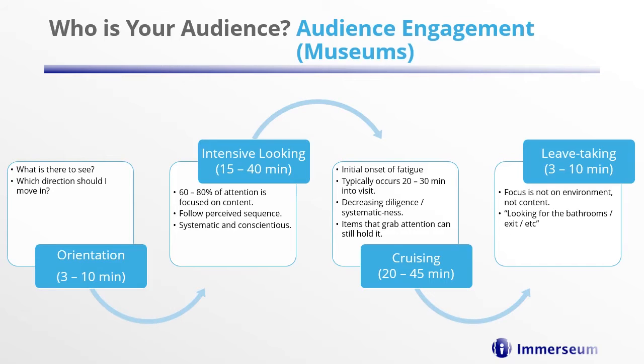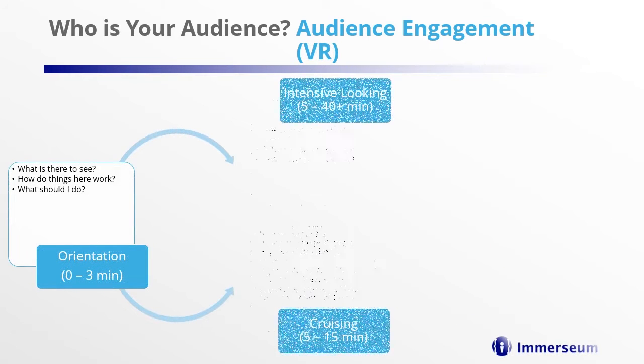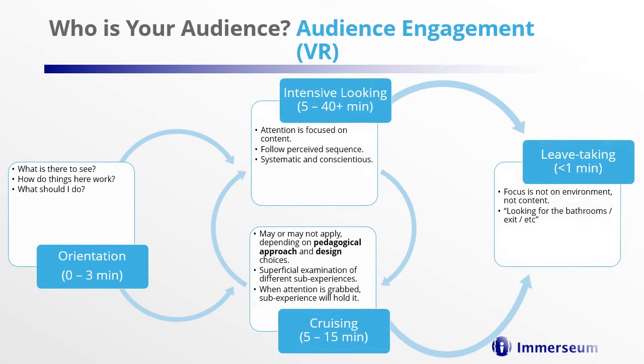What we have found in our user testing is that VR educational experiences are very similar to this pattern as well. One of the main differences, however, is that the time periods are compressed. So in VR, what we've found is that the orientation period is lightning fast. Basically, typically you've got about 3 minutes to orient the user in your VR experience. If they're not oriented within the first couple of minutes, they're going to be very dissatisfied with the experience.